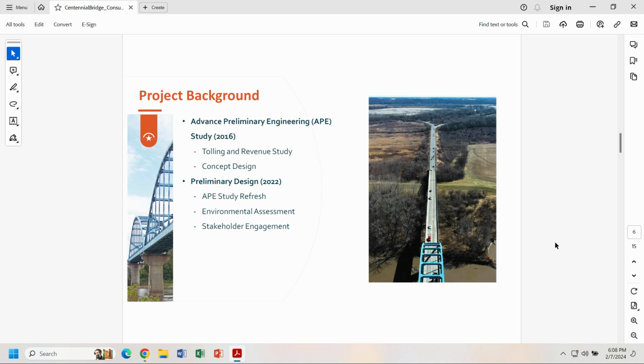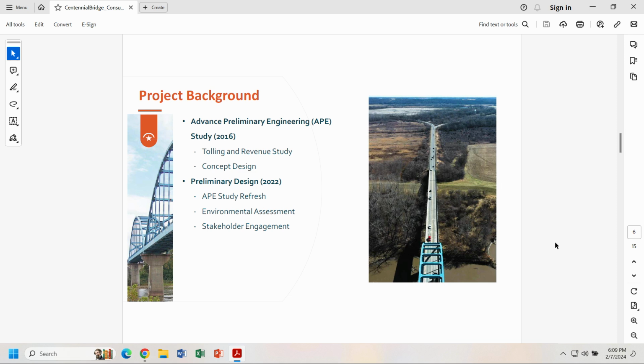You may remember that from several years ago. And this was the initial look at what do we do with this bridge. And so KDOT did a tolling and revenue study. As you may know, this bridge, once upon a time, was a toll bridge, and so they reevaluated if that was a feasible solution to help fund a new bridge. And then they also looked at some conceptual designs for replacing the bridge. That got set aside for a while, and a year and a half or so ago, KDOT refreshed that study in conjunction with Missouri DOT as well.